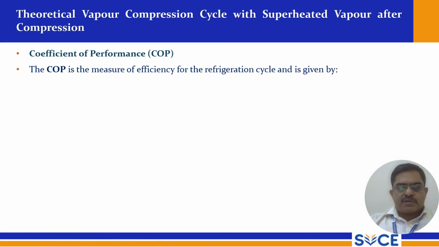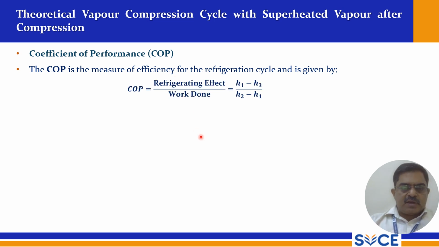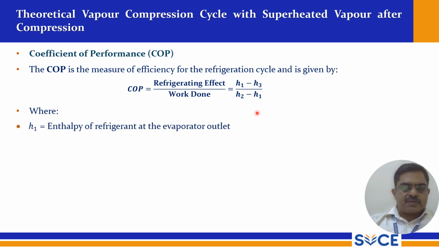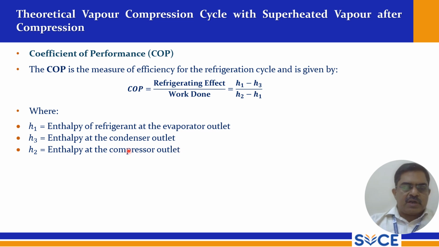So the coefficient of performance is affected in this way. The COP is a measure of efficiency of the refrigeration cycle, and it is given by refrigerating effect divided by work done. On the pH chart, it is given by (H1 minus H3) divided by (H2 minus H1), where H1 is the enthalpy of refrigerant at evaporator outlet, H3 is the enthalpy at the condenser outlet, and H2 is the enthalpy at the compressor outlet.